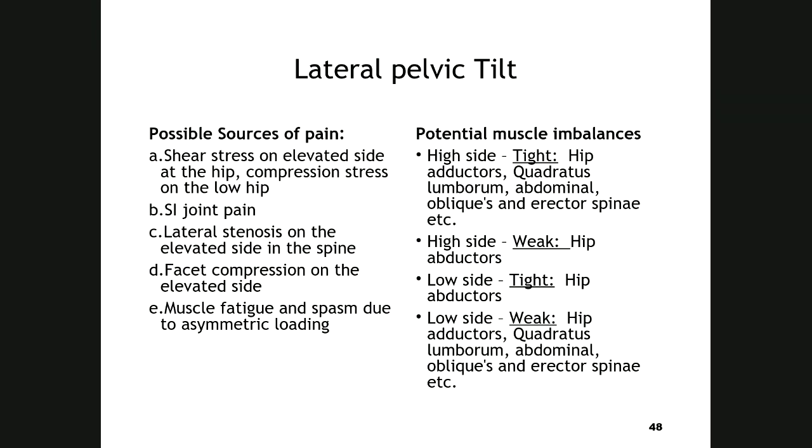Potential imbalances. On the high side, you're going to have tightness of the hip adductors, the quadratus lumborum, like Sabertha said, the abdominal obliques, and the erector spinae. On the high side, there's going to be weakness of the hip abductors. Now we're talking about the low side of the lateral pelvic tilt. There's going to be tightness of the hip abductors because we're trying to keep that leg abducted on the low side. And then on the low side, we're going to have weakness of the hip adductors, the quadratus lumborum, the abdominal obliques, and the erector spinae.